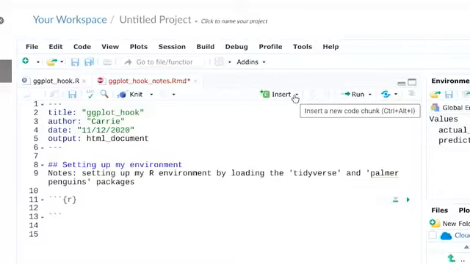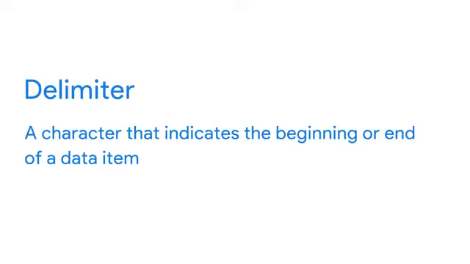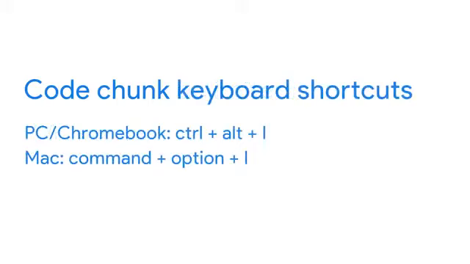This creates a gray section in our file and chunk delimiters. A delimiter is a character that indicates the beginning or end of a data item. You could also type these delimiters directly in the file. 3 backticks followed by an R in braces to begin the code chunk and 3 backticks to end it. Or you could use the keyboard shortcuts Control plus Alt plus I on a PC or Chromebook, and Command plus Option plus I on a Mac.